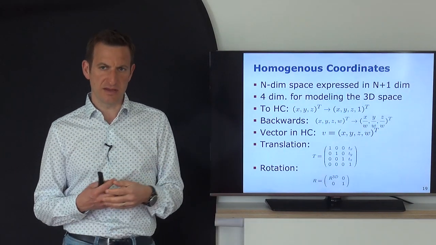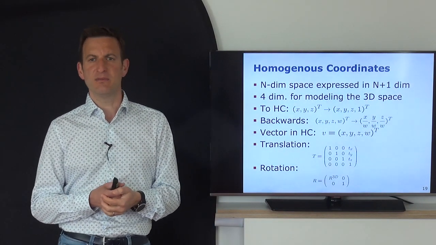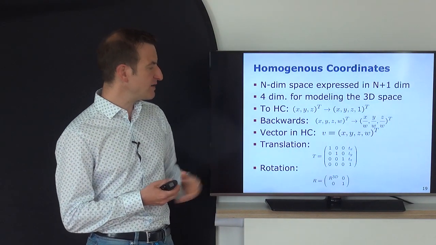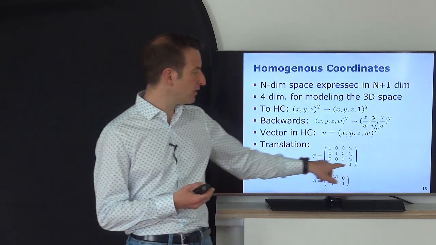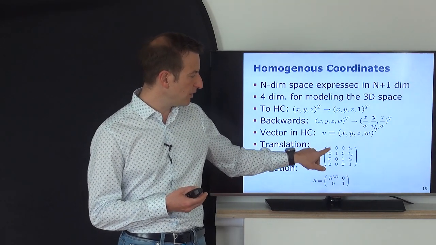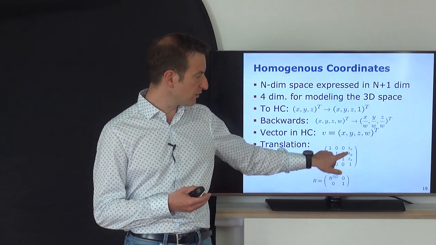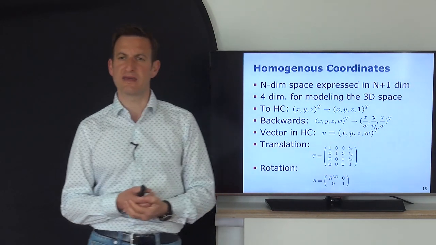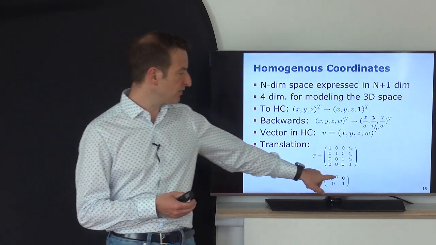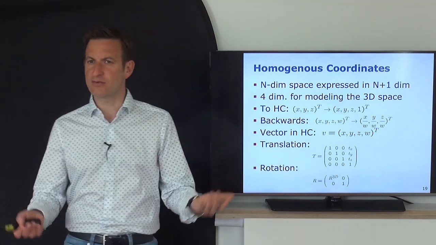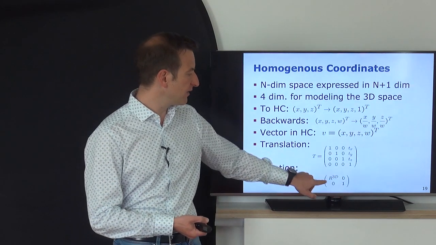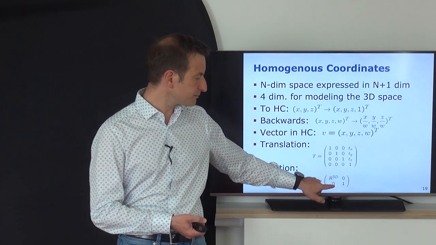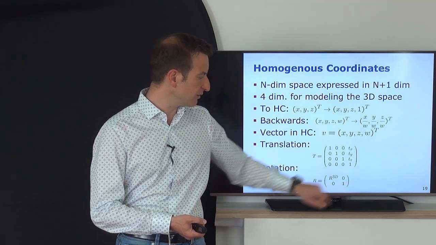And if we do this forward-backward mapping, then we can actually express translations and rotations in an elegant way. A translation can then be expressed in a 4-dimensional matrix, which has 1s on the main diagonal. Everything else is 0, and those 3 entries are the translation in x, translation in y, and translation in z. And the rotation can be expressed by a 3D rotation matrix, the standard rotation matrix as you know it, here in this upper 3x3 block. This is a 0 vector, and this is also a 0 vector and a 1.